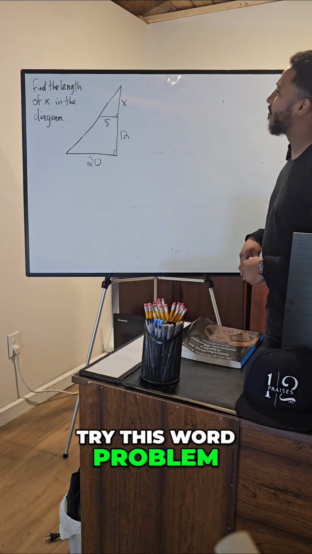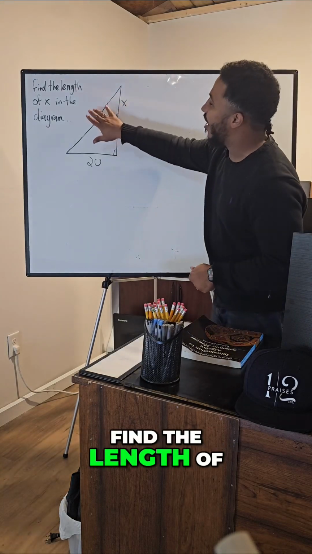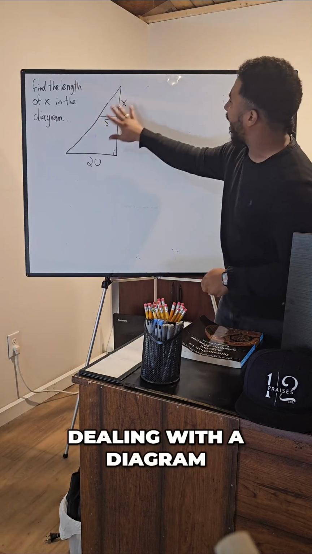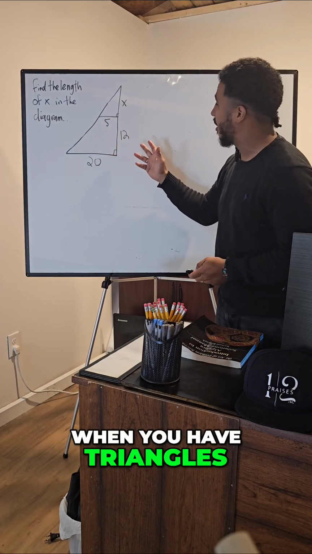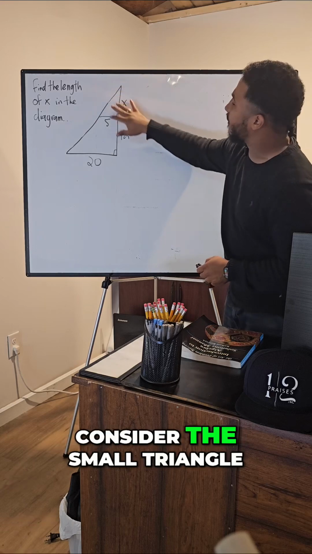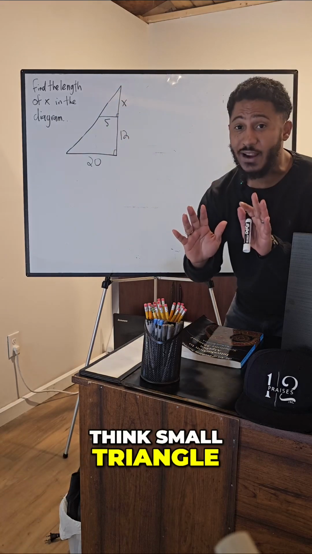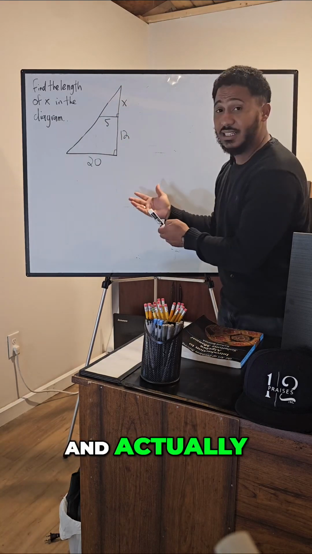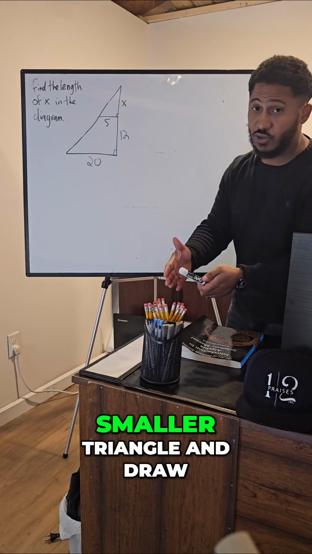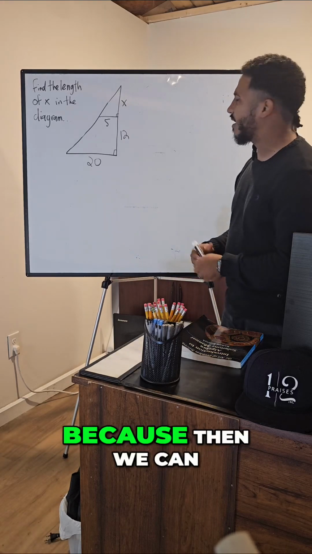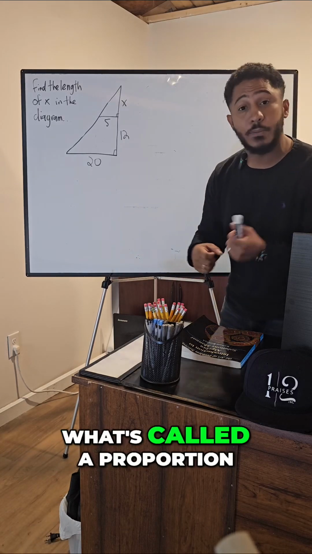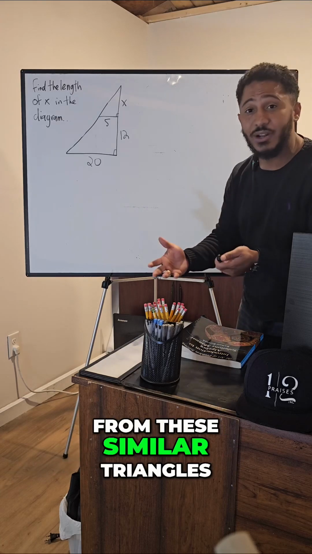Let's try this word problem. So this one here says find the length of x in the diagram. Now, dealing with a diagram like this, when we have triangles, we definitely want to consider this small triangle, big triangle. Think small triangle, big triangle. And actually, it may be best to even draw the smaller triangle and draw the bigger triangle, because then we can compare them and create what's called a proportion from these similar triangles.